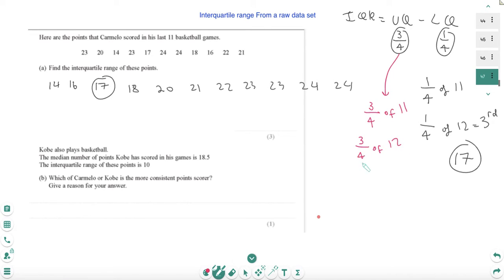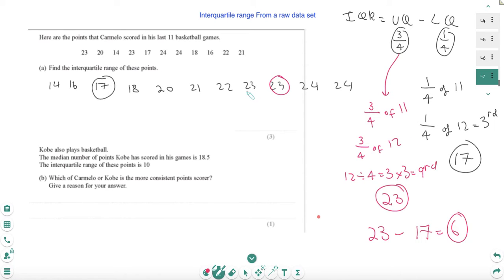So 3/4 of 12, so 12 split into 4, which is 3, and then times that by the numerator. So 3 times 3 is 9. We're going to find his 9th game. So 1, 2, 3, 4, 5, 6, 7, 8, 9. 23. So the upper quartile is 23. The lower quartile is 17. To find the interquartile range, we're going to subtract the lower quartile from the upper quartile, which is 6. And that's our answer, 6.